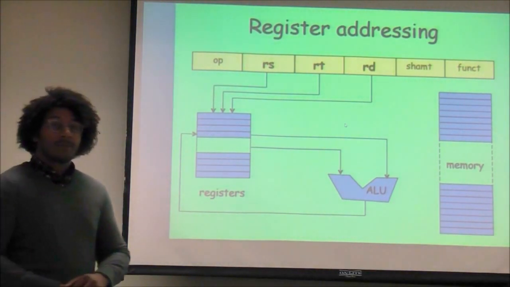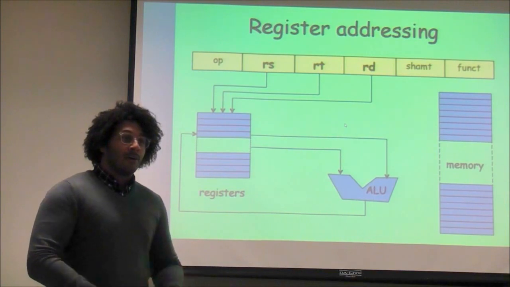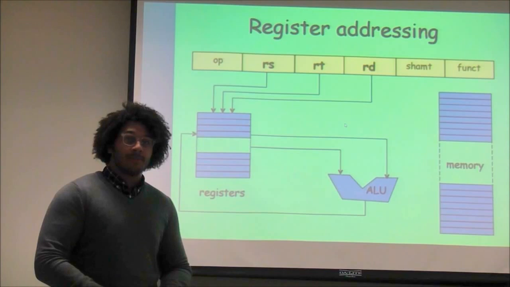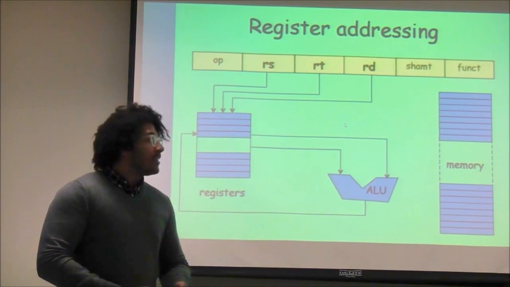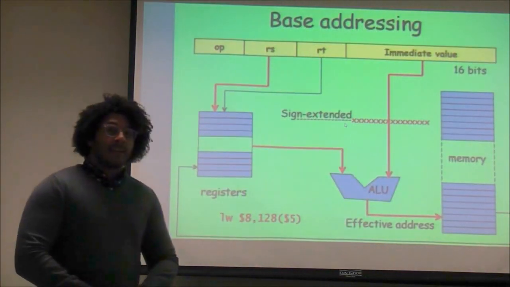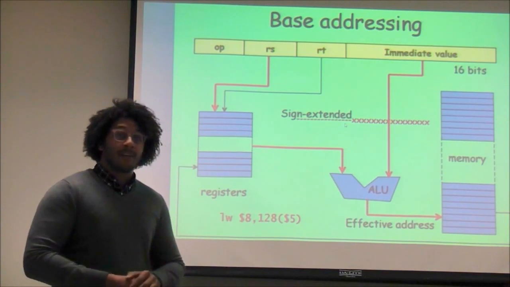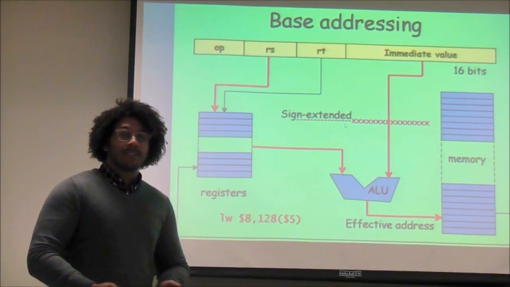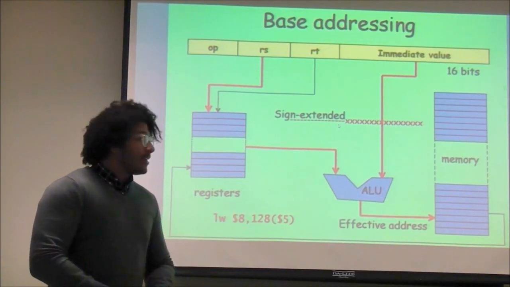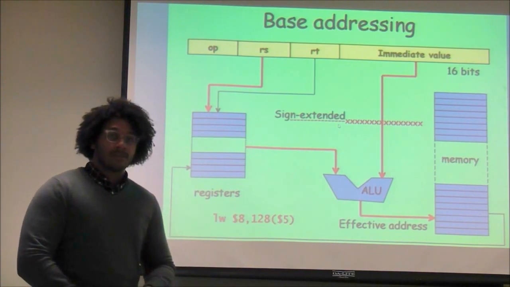Now onto register addressing mode. Register addressing mode is when all the source operands and the destination operand are registers inside the register file. Now onto base addressing. Base addressing is when you have a register with an offset specified by an immediate value. That immediate value is sign extended. This is only used in our load word and our store word in our processor.